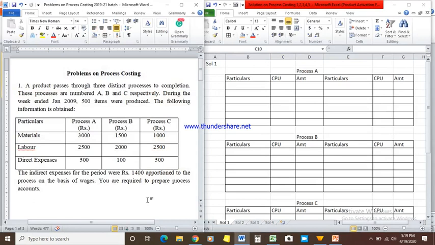Before we start, let's look into the questions. So on my left hand side we have questions, and on my right hand side I created the templates for solving the problem in order to save the time.